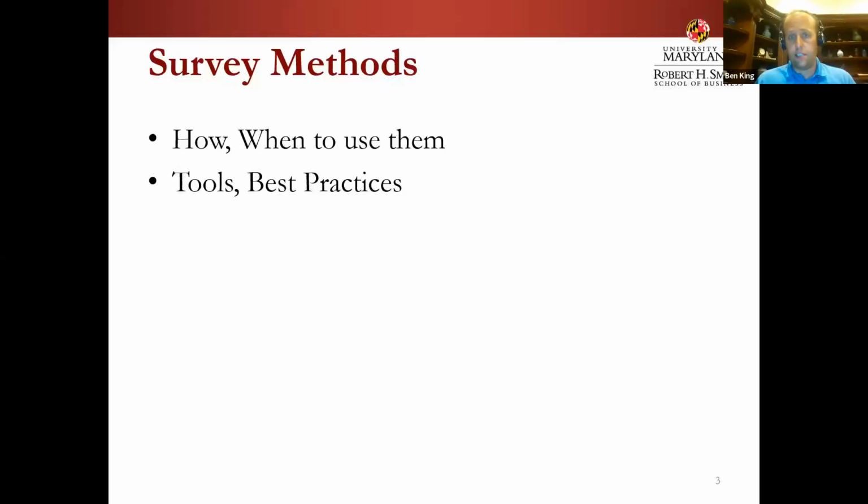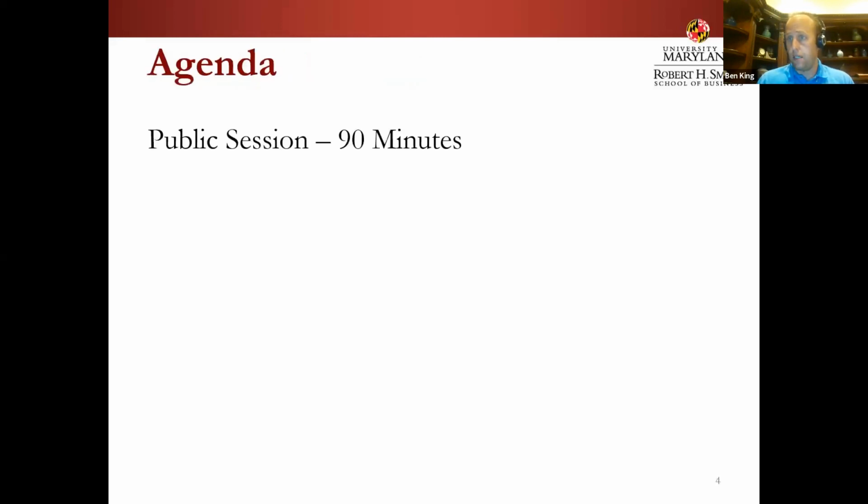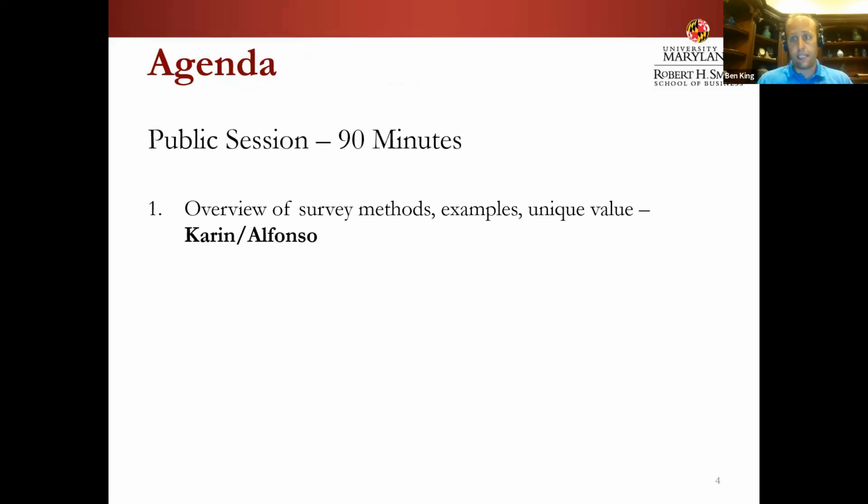Okay, here we are. Our agenda is looking at the how-to, when to use survey methods, best practices, as well as an interactive opportunity at the end for those who have signed up for the breakout session. We have our public session, which is now for the next 90 minutes. We're going to do an overview of survey methods. Karen is going to start off. Then we'll have Evan present. He'll talk about costs, benefits, and survey design.